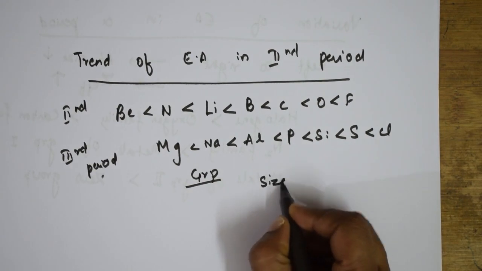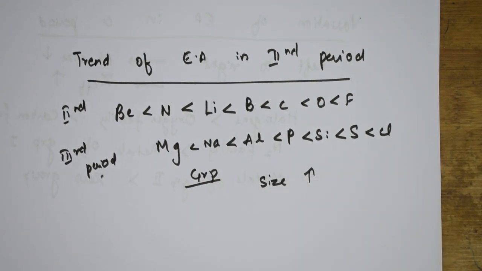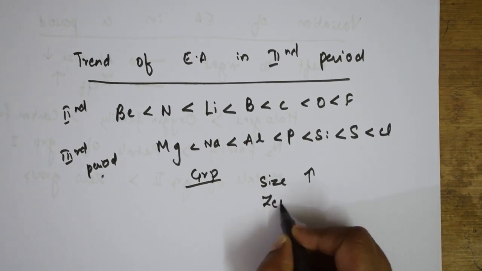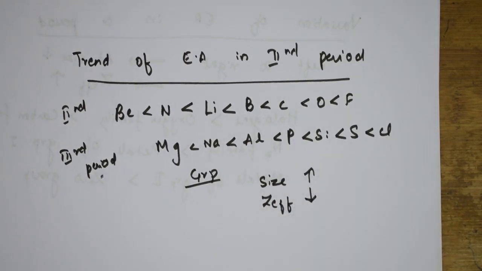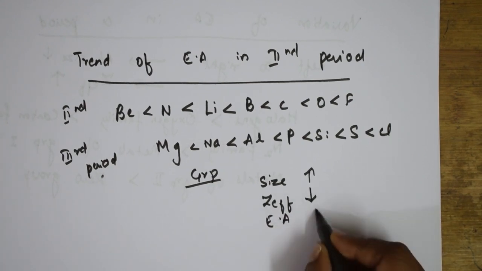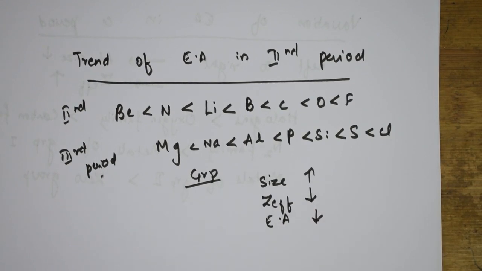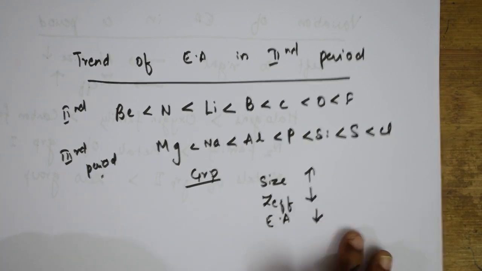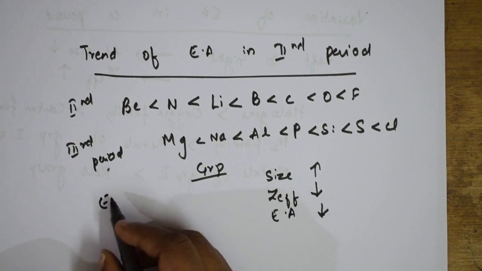first size increases. When size increases, what will happen to Z effective? The pull of the nuclear charge decreases. What will happen to the electron affinity value? Electron affinity value also decreases. Done. So let's see the exceptional cases in case of electron affinity value.